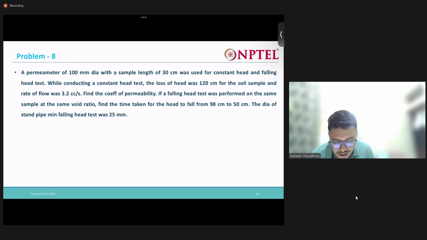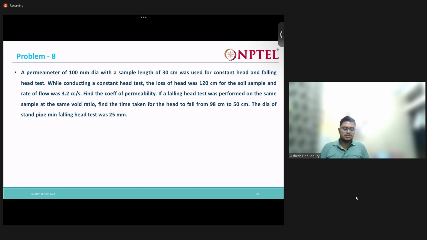Yeah, so this problem is from the seepage and permeability chapter. In that chapter, we learned the concept of seepage. So why does seepage take place? The soil is a porous medium, right? So water tends to flow from a higher head to a lower head, right? That flow of water through this medium is actually given by which law? Darcy's law.